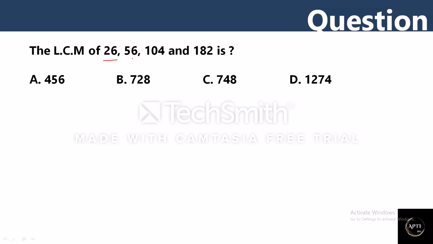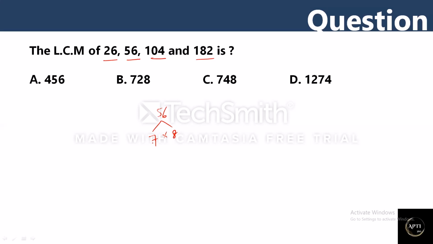See here, LCM of 26, 56, 104 and 182. There is no need to check whether the given number is divisible by 104 or 182. Some students may or may not be good at calculations, but here we can do it without calculators. Here 26 and 56 are there. 56 can be written as 7 times 8, correct? Their HCF is 1.